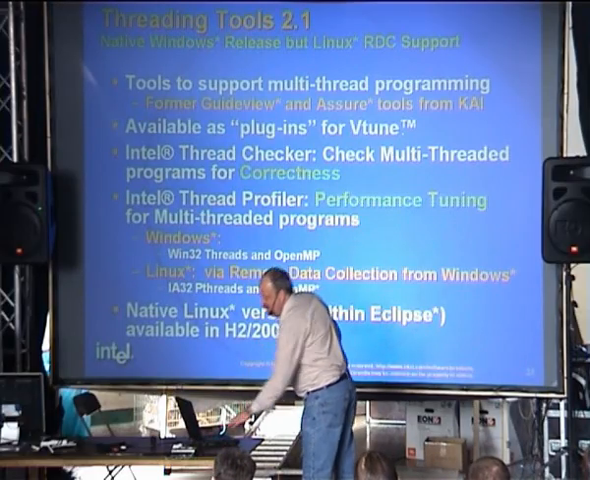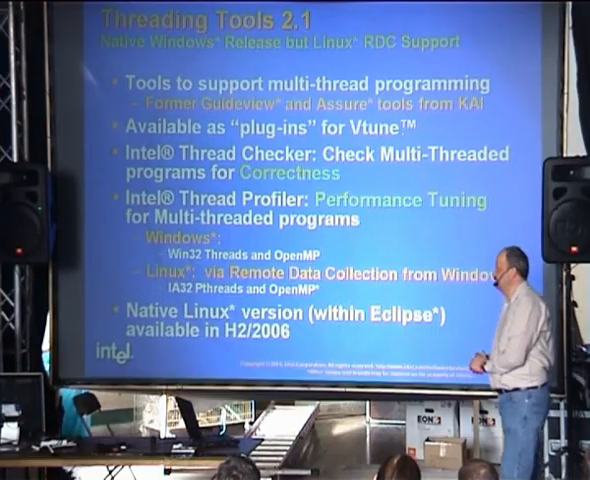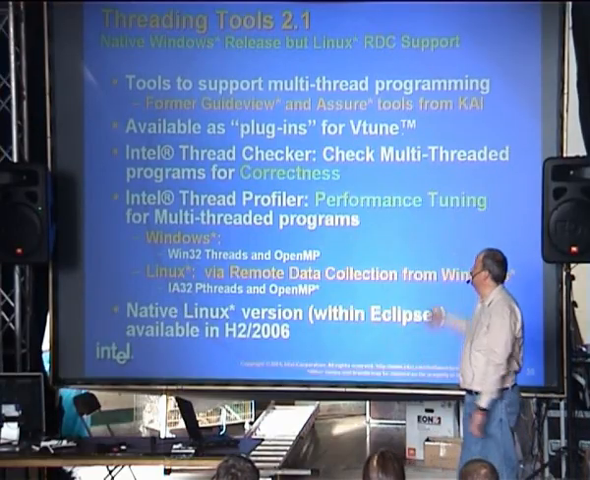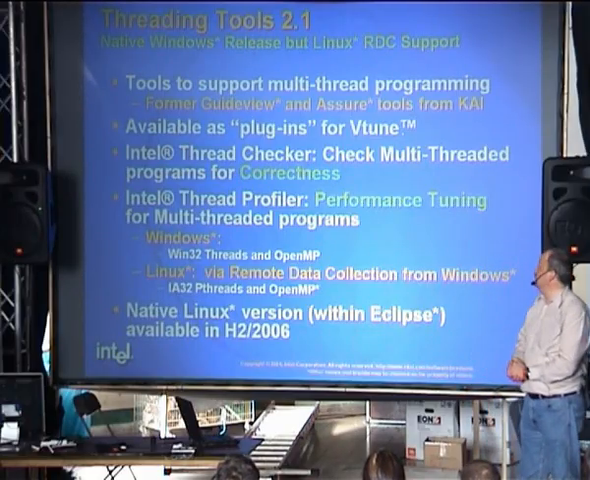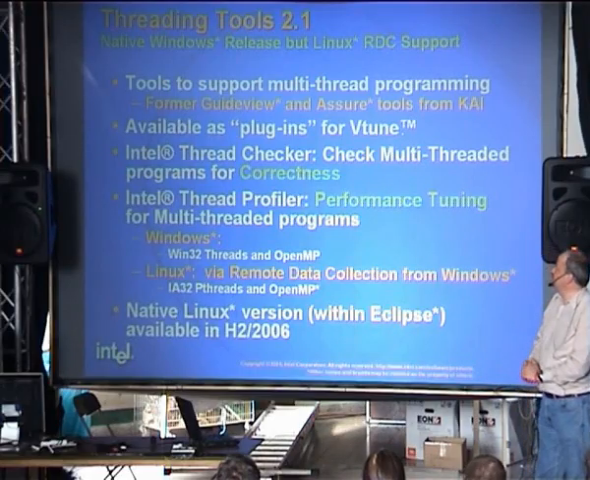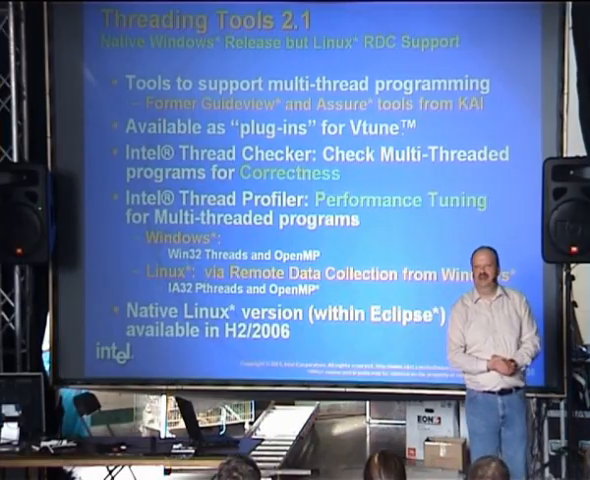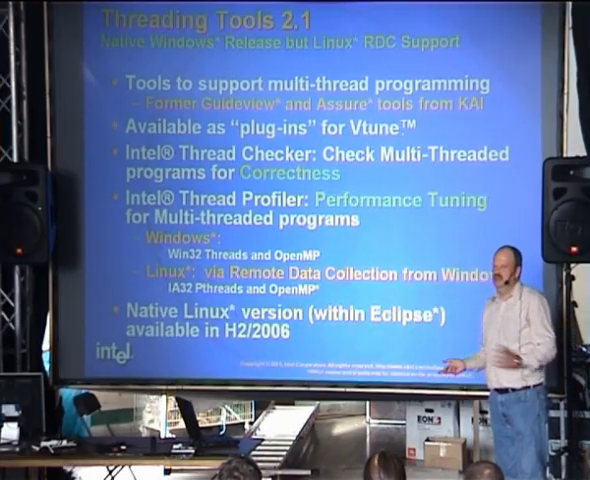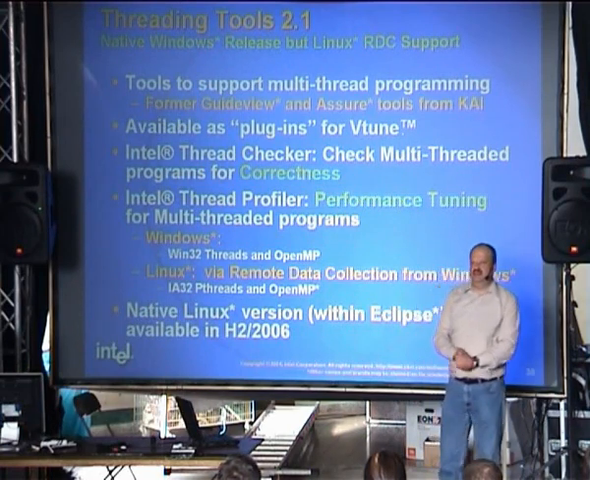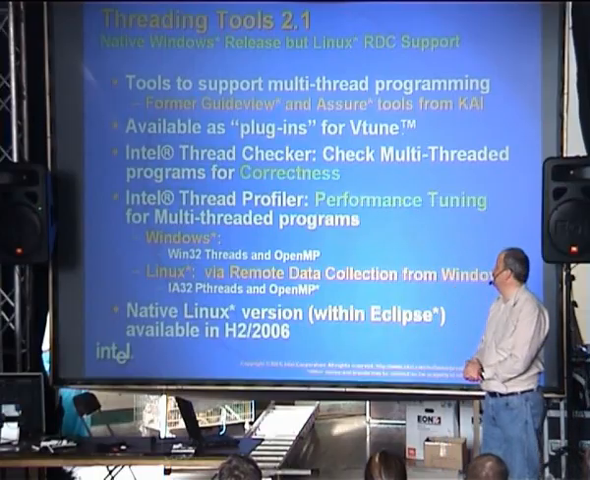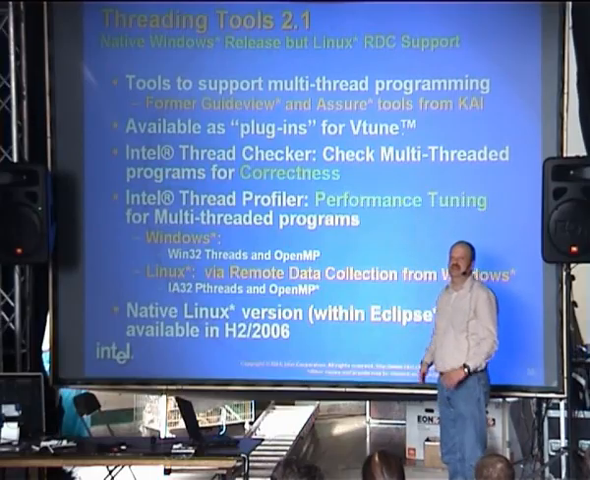Threading tools. As I mentioned already, these are specific tools from Intel used for optimizing multi-threaded applications. We got these tools from acquiring a company called Cook and Associates, somewhere in the Chicago area. And today they are available as plugins for our vTune tool. So you install vTune and then you install these plugins. The first tool, Thread Checker, is used to check your multi-threaded program for correctness. The second tool, Thread Profiler, is used to tune this application for performance.